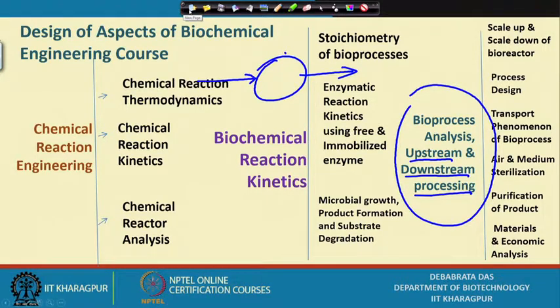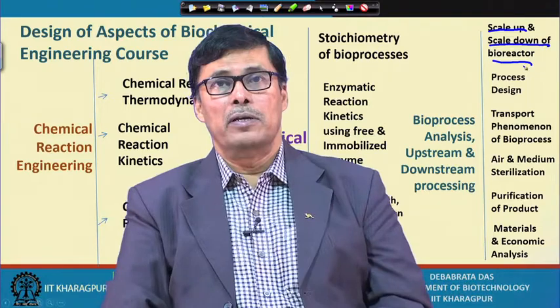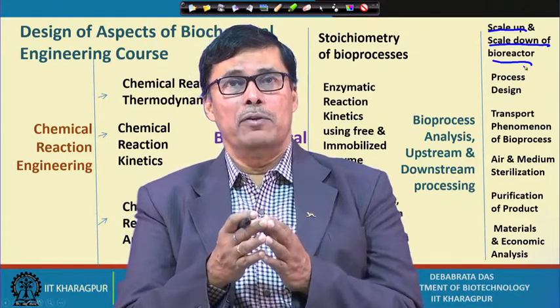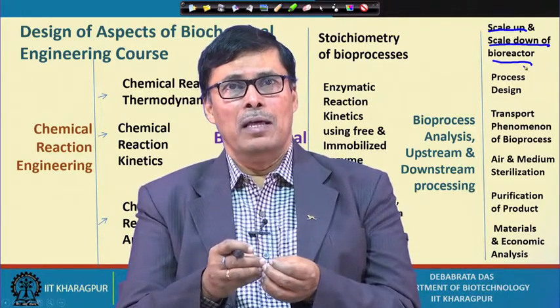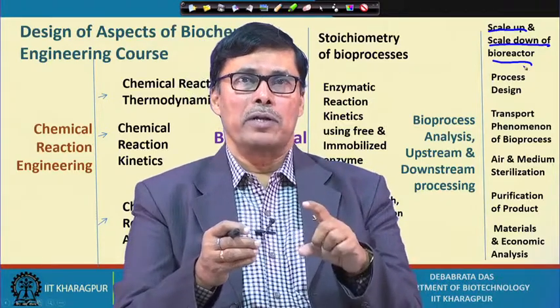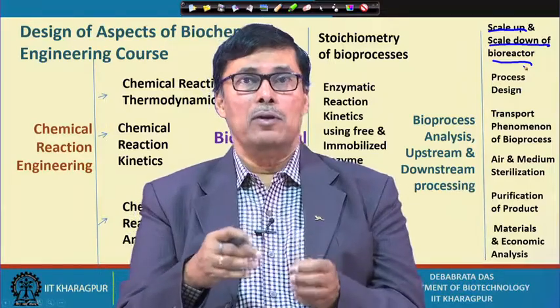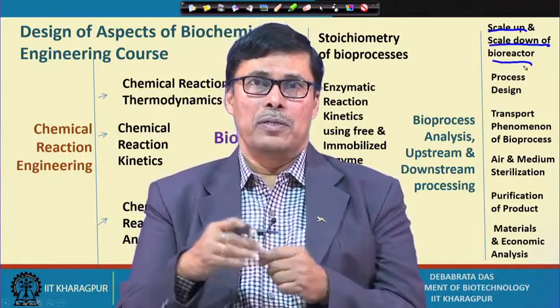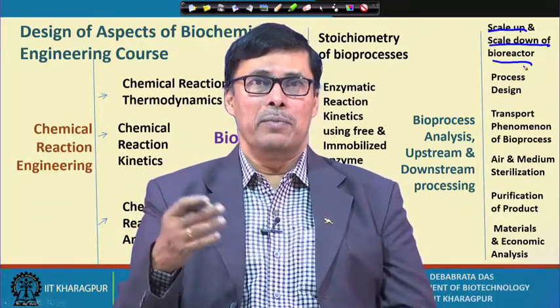So here in the bioprocess analysis, first we discuss the scale up and scale down of the bioreactor, which is very important, because when we do any kind of research in the laboratory, we develop things at lab scale. But lab scale might be carried out either in a test tube, in a conical flask, or in a very small reactor of capacity 2 to 10 liters. But that is not good enough for the commercialization of the process. When you do the commercialization of the process, they will run at a very big scale.